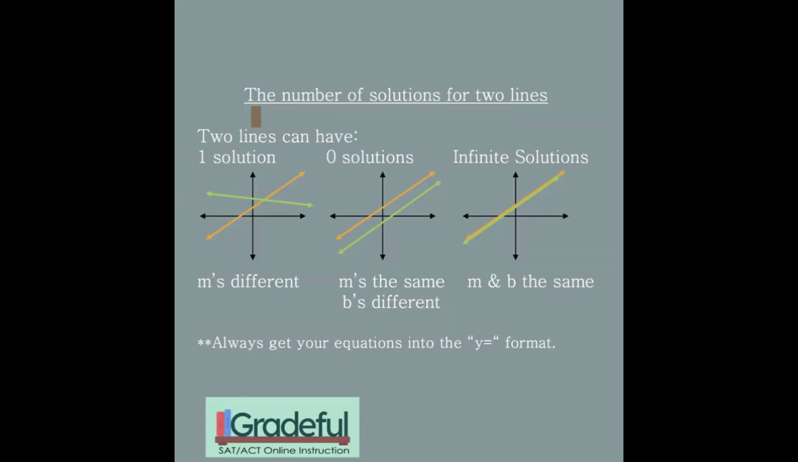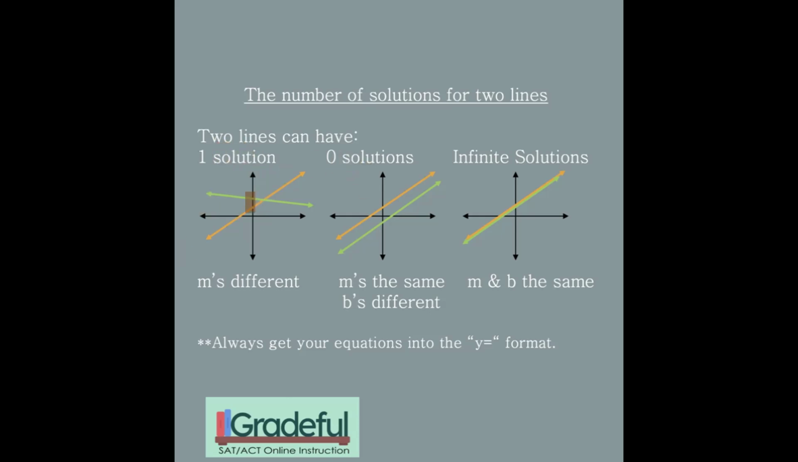That's very important because the number of solutions for two lines is a reference to something. Now, mind you, a moment ago, we talked about the number of solutions for a quadratic, which is a reference to the idea of the discriminant. But the number of solutions for two lines is a reference to the idea that the lines can have one solution if they hit once.